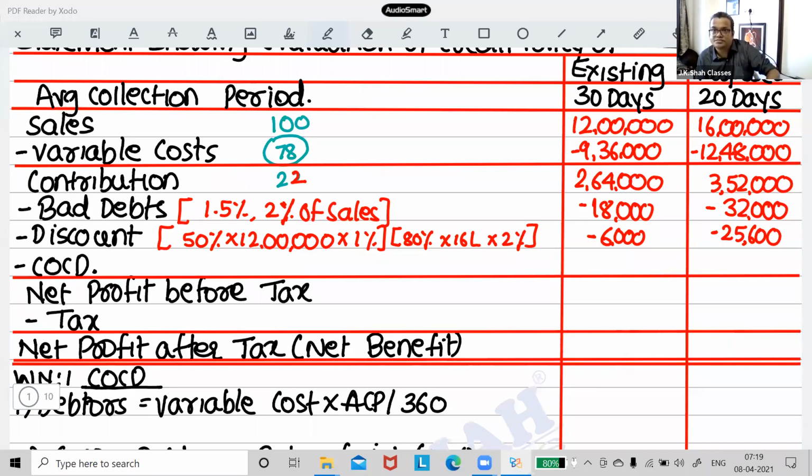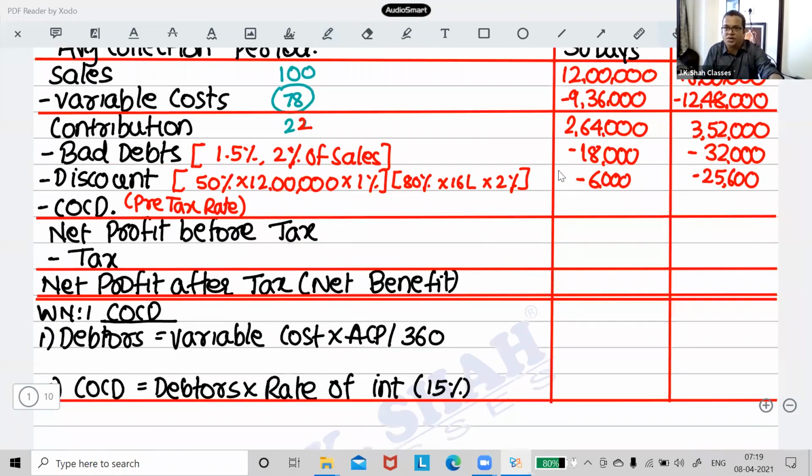Okay. Now calculating COCD. See, I have calculated COCD before tax only. Why? Because it is given in the question. The COCD is a pre-tax rate. Okay. So debtors at variable cost is 936. 936 is our variable cost into the average collection period is 30 divided by how much? 360. Question tells us not to take 360.